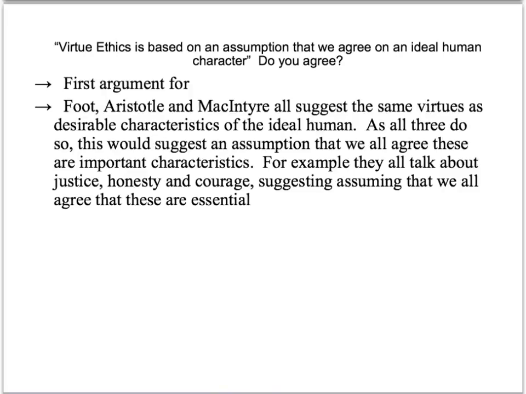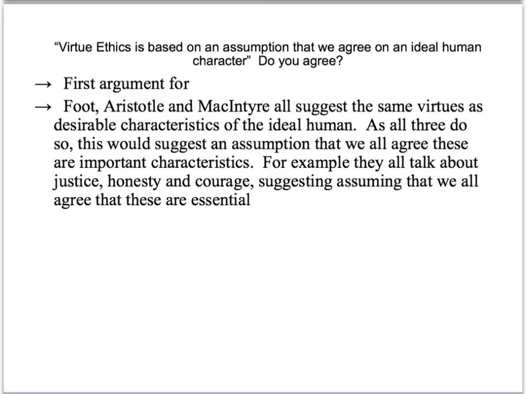So what we're going to do is answer the second of those three questions. Virtue ethics is based on an assumption that we agree on an ideal human character. Do you agree? Now, we're going to have three arguments for and three arguments against, but we're going to do an argument for and then a counter-argument against.